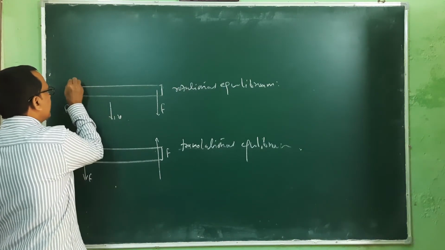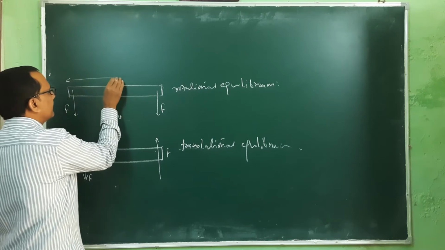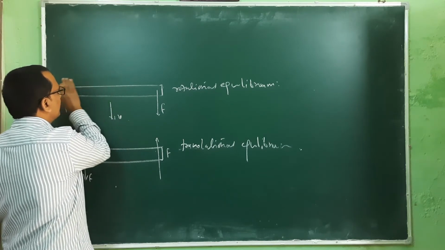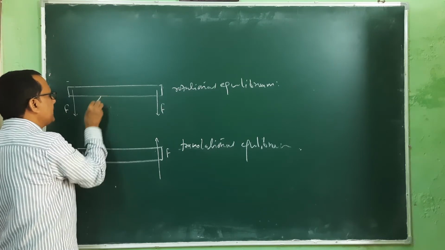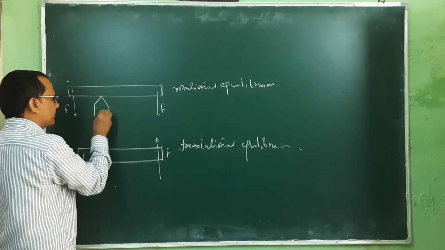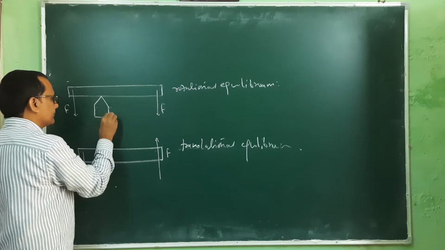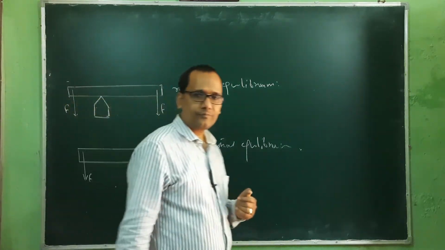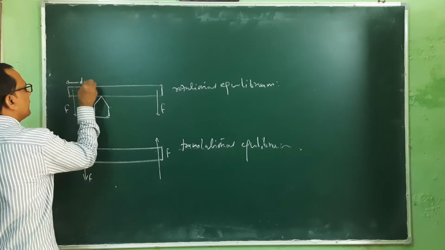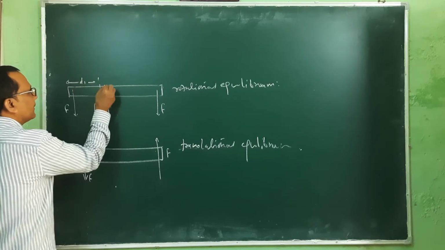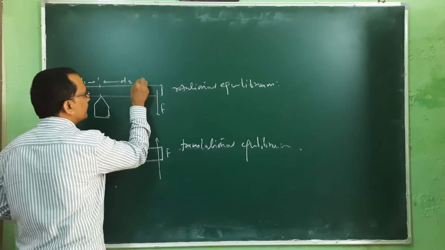If this distance is, let's say, let us have one hinge somewhere here, a support, at a position of this D1 and this is D2.